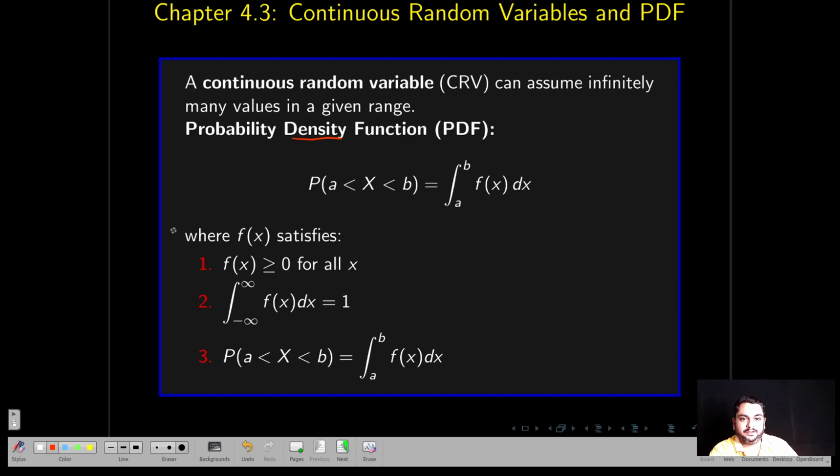Now let us understand the definition. The same 3 points you have to satisfy for the distribution to be a probability density function. The first one is f of x should be greater than or equal to 0. That is same. Then the second one is the sum of all the probabilities is 1. Why have I written minus infinity to plus infinity integral? I'll explain. Then the third one is P of a less than x less than b is integral a to b f of x dx.